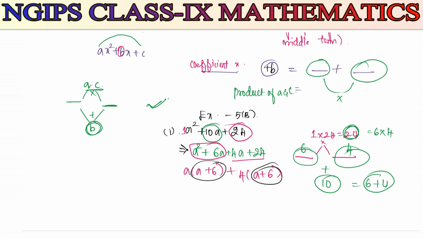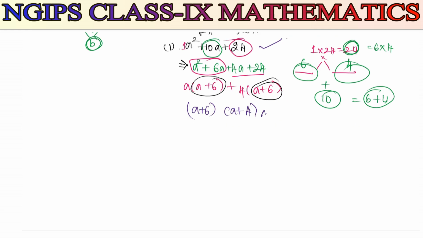When you take A plus 6 common, the leftover here is A plus 4. So these are the factors for A square plus 10A plus 24. Okay, now the 10th one we have here: (2A plus B) whole square minus 6A minus 3B minus 4. The given expression you have to write in the form of a quadratic equation. It is nothing but the form ax square plus bx plus c.